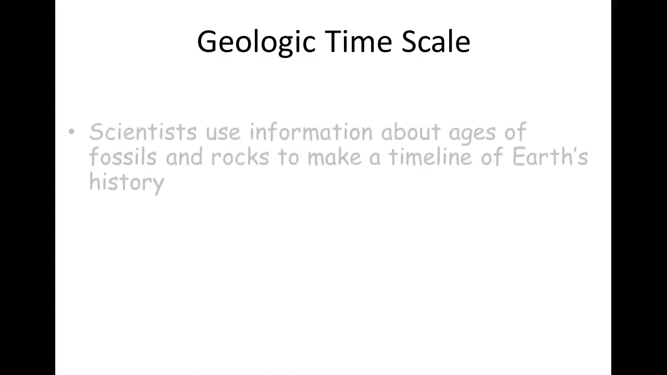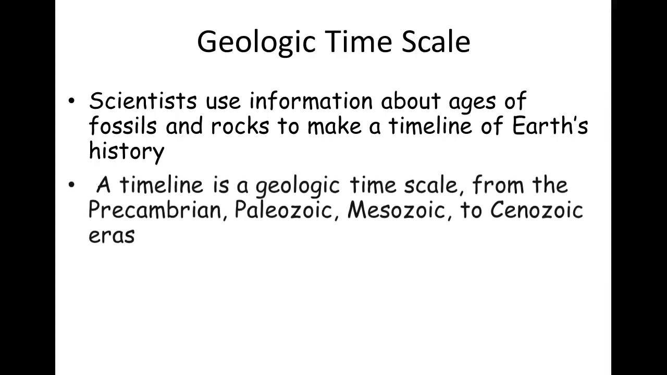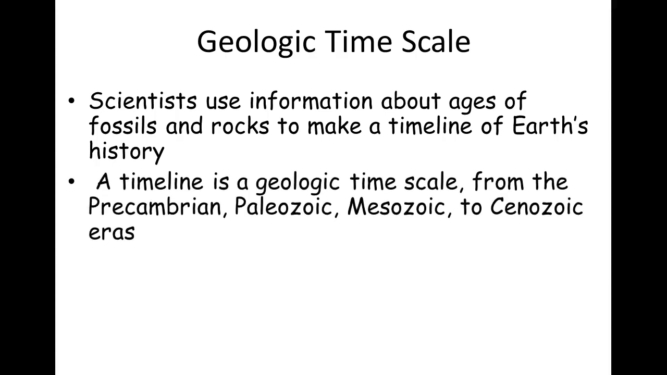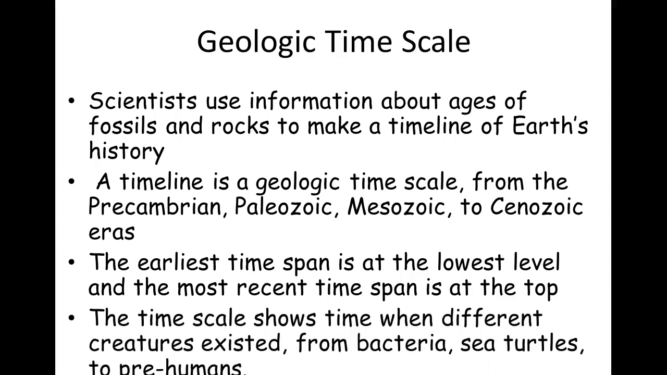Geologic timescale. Scientists use information about ages of fossils and rocks to make a timeline of Earth's history. A timeline is a geologic timescale from the Precambrian, Paleozoic, Mesozoic to Cenozoic eras. The earliest time span is at the lowest level and the most recent time span is at the top. The timescale shows time from when different creatures existed, from bacteria, sea turtles to prehumans.